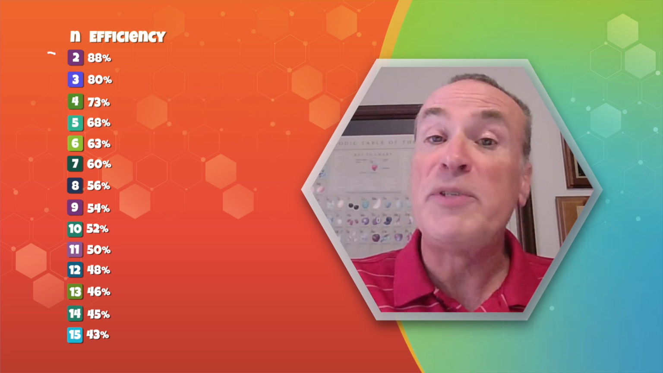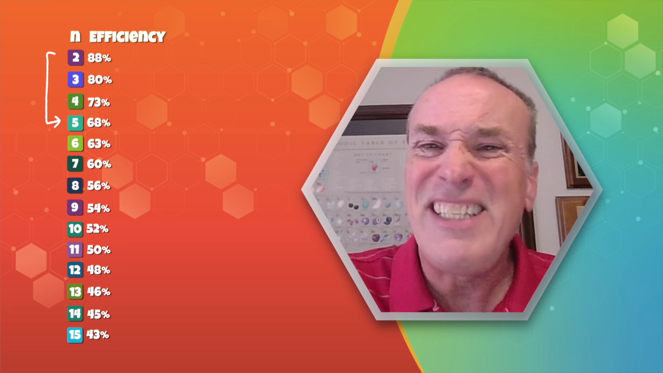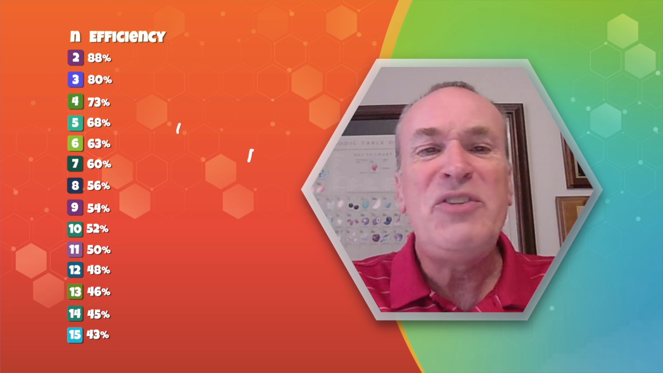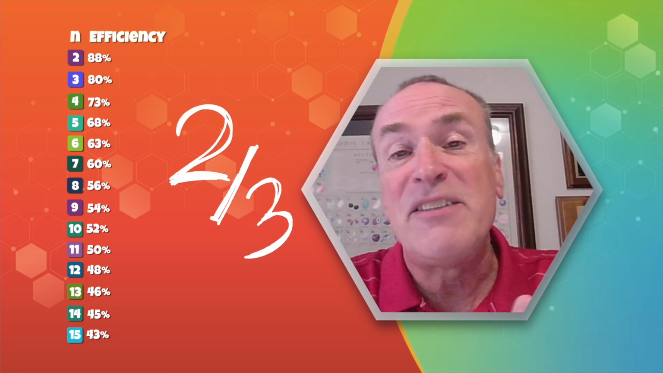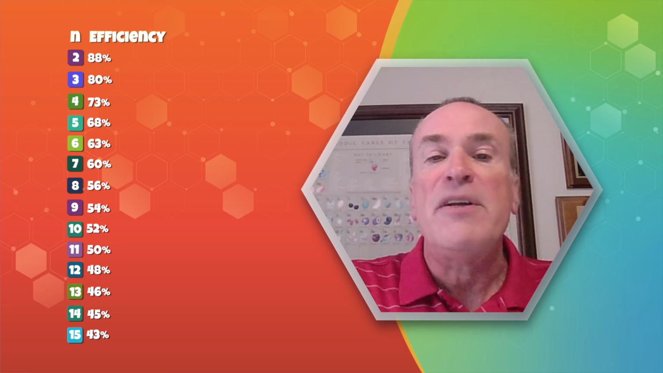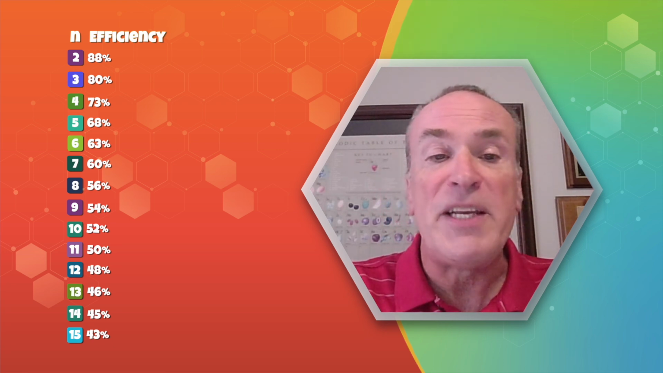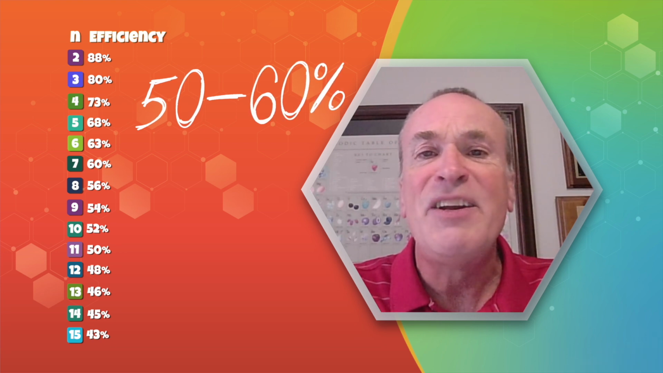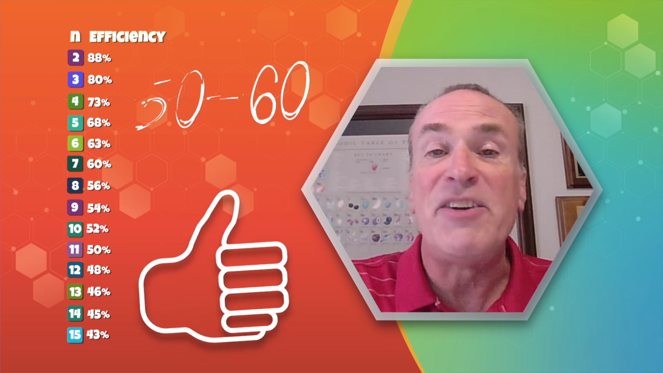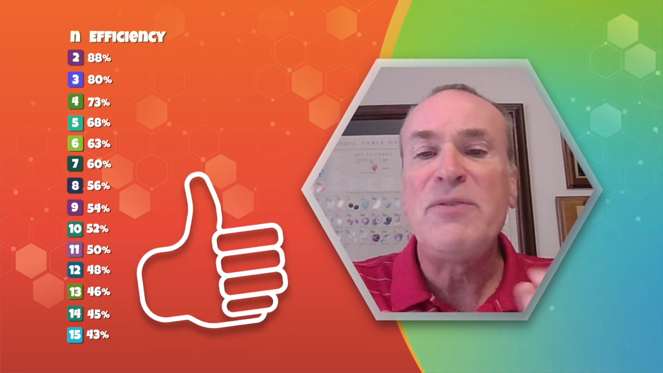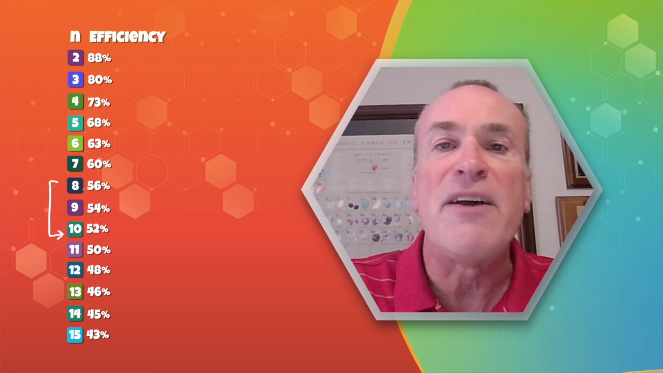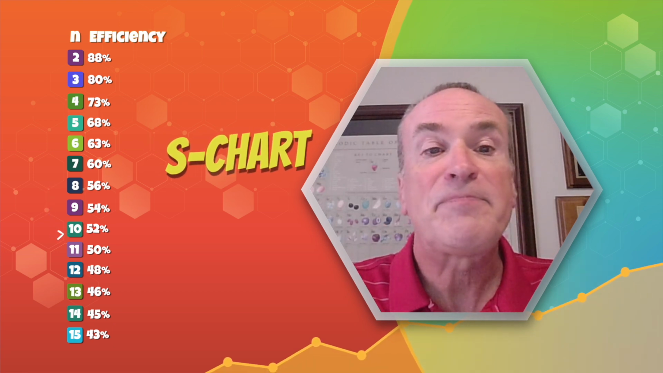Up to a subgroup size of 5, we're at least 68% efficient, which would mean 2/3 of the time or better is good enough for government work. And we move on. Now, depending upon your source of information, somewhere between 50 to 60% of efficiency, we all agree that standard deviation is better. So somewhere between subgroup sizes of 8 to 10, we now use an S chart.